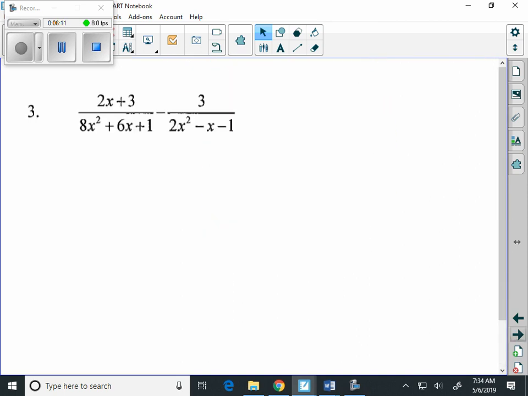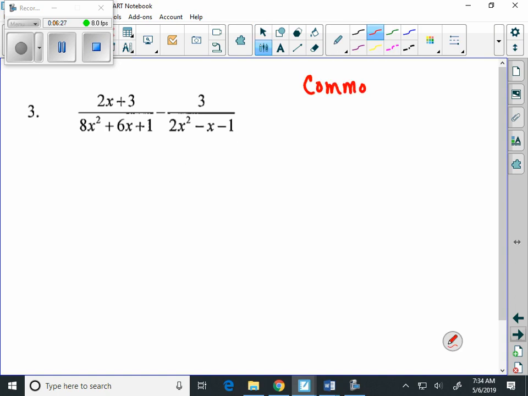On problem number 3, we are subtracting. And when we subtract, once again, whether we add or subtract, we have to find the common denominator. And if you are writing these down, what you may want to do is work on another piece of paper just for a little bit more space.